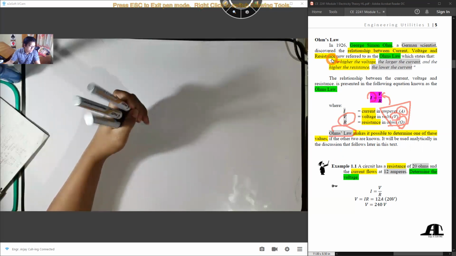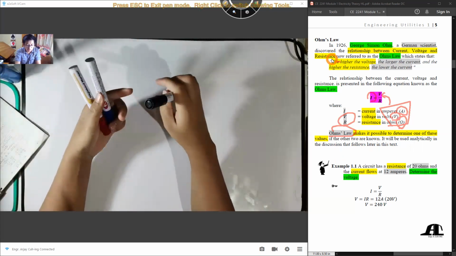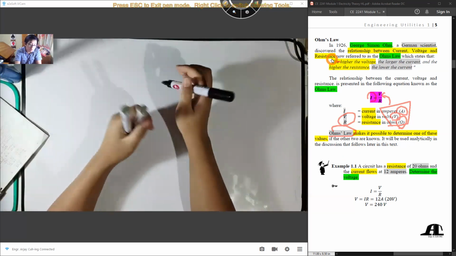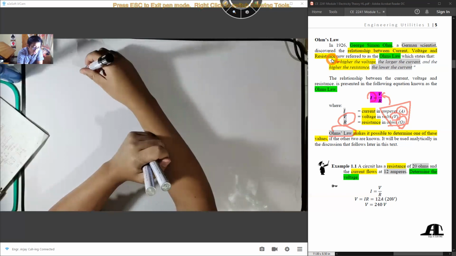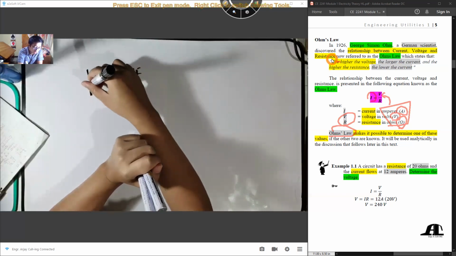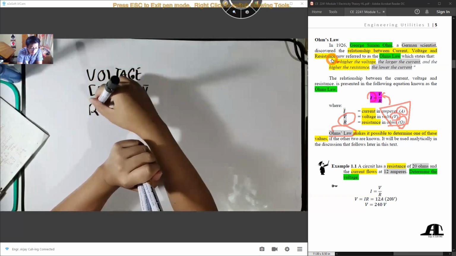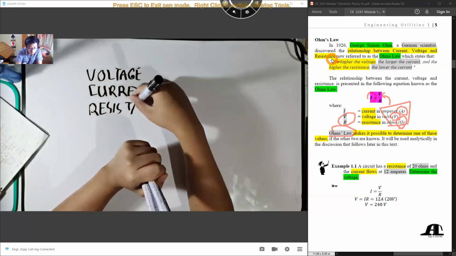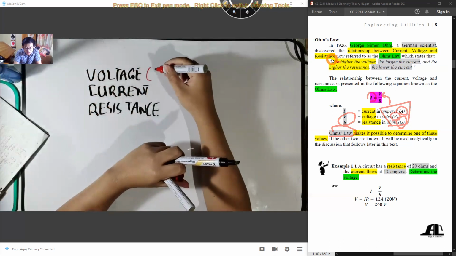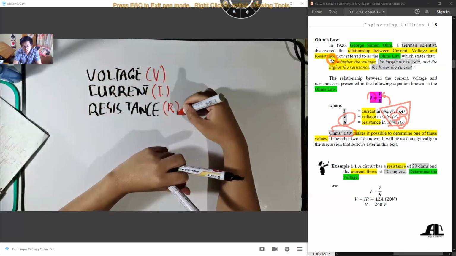Okay? So, i-summarize natin class. So again, meron tayong tatlo, no? Tatlong elements of electricity. So meron tayong tinatawag class ng voltage. Tapos meron tayong class current. Tapos meron tayong tinatawag class na resistance. Okay? So notation natin class ng voltage is V. Notation natin ng current class is I. Resistance natin class is R.